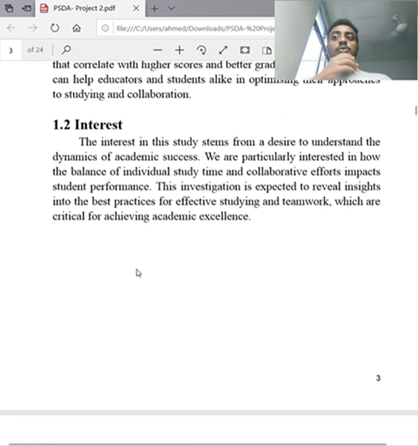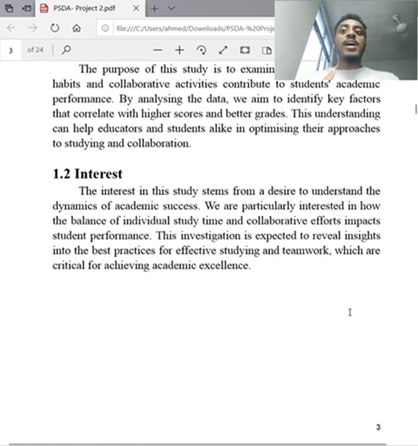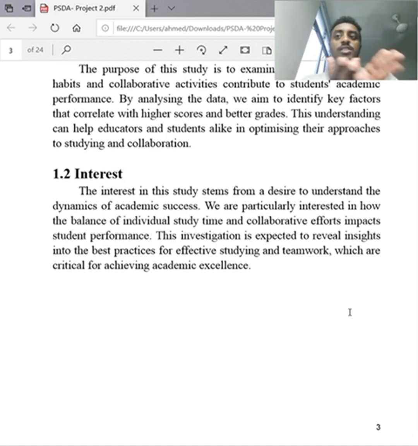For the interest, we are particularly interested in understanding the dynamics of academic success, especially how the balance between individual study and teamwork impacts performance. Our investigation seeks to uncover the best practices for effective studying and collaboration.